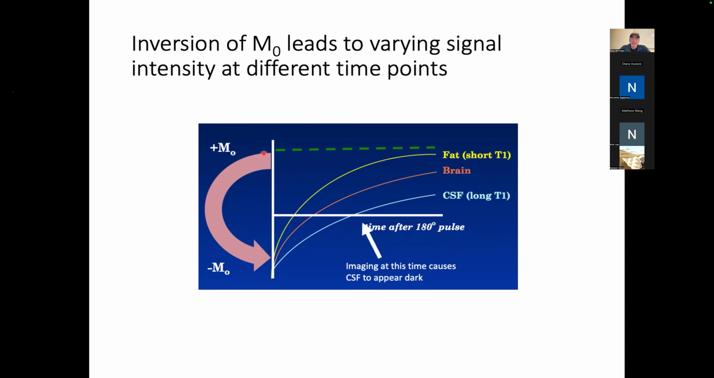So again, magnetization, when we start at an equilibrium value, if we do a 180-degree pulse and we invert that magnetization to here, depending on its T1 time, let's go to this time here. At this time, if we take an image with this delay after this 180-degree pulse, the signal I get from cerebral spinal fluid will be 0. I just won't see a signal, it will be dark. Normal brain tissue, I'll have a certain brightness, and then fat, I'll have a brighter signal because of the T1 constant.